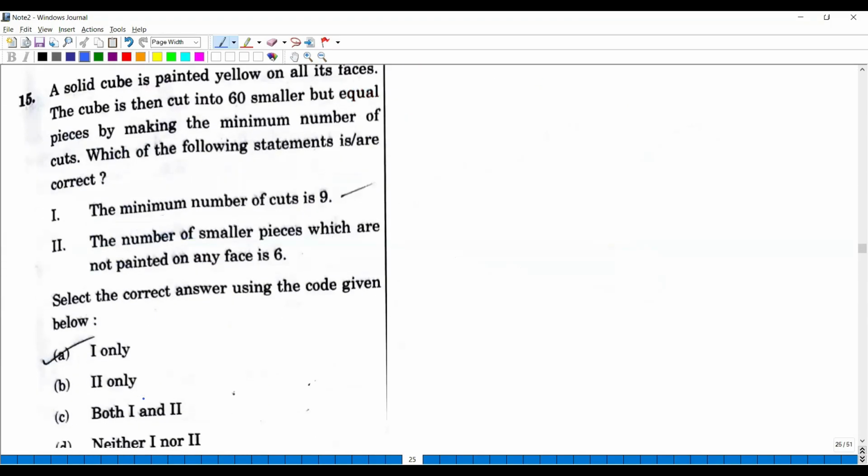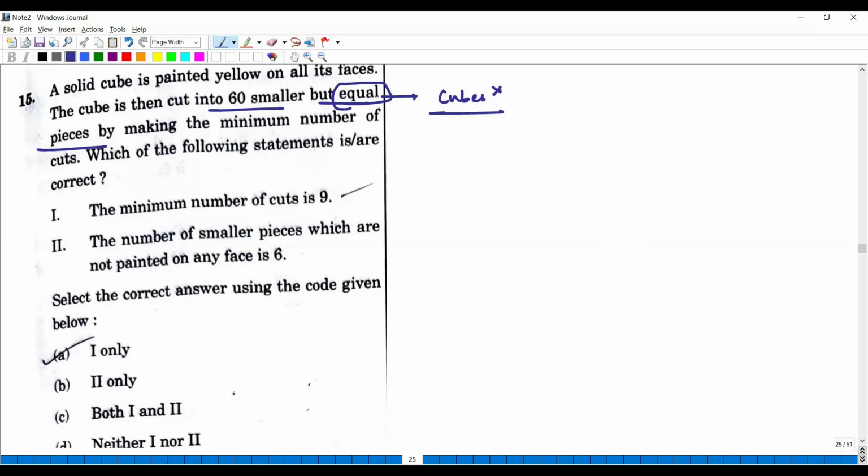A solid cube is painted yellow on all its faces. The cube is then cut into 60 smaller but equal pieces. He's saying 60 smaller but equal pieces. When you're doing 60 smaller but equal pieces, they are not cubes. You're cutting them into equal pieces. And a cube, you can only divide into perfect cube numbers.